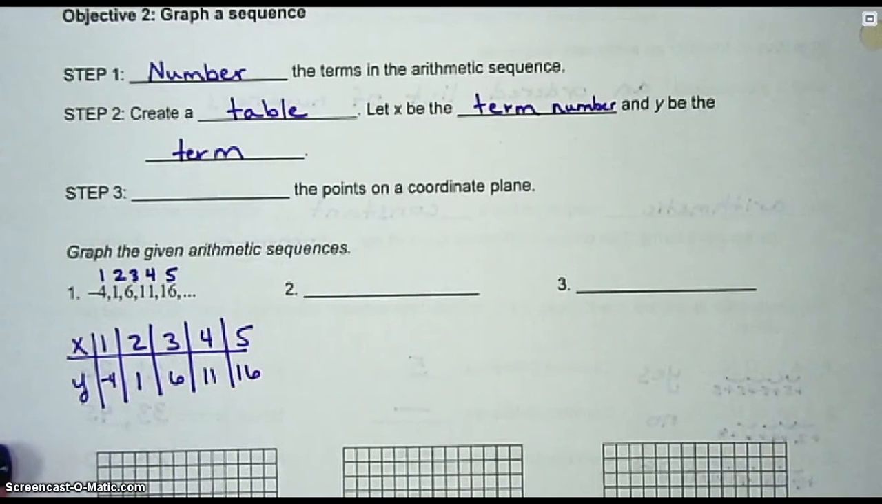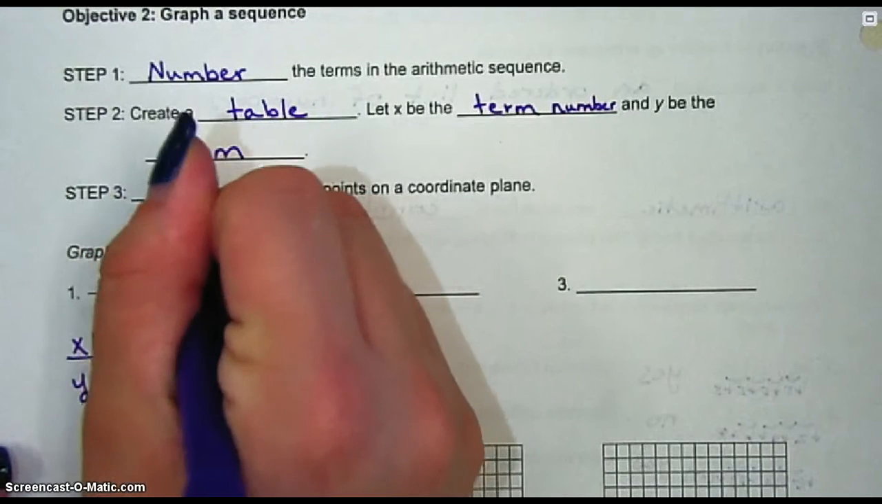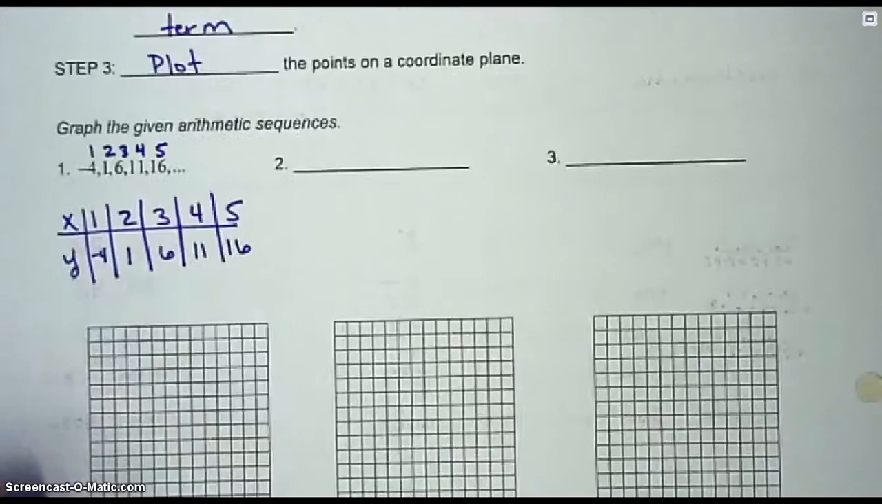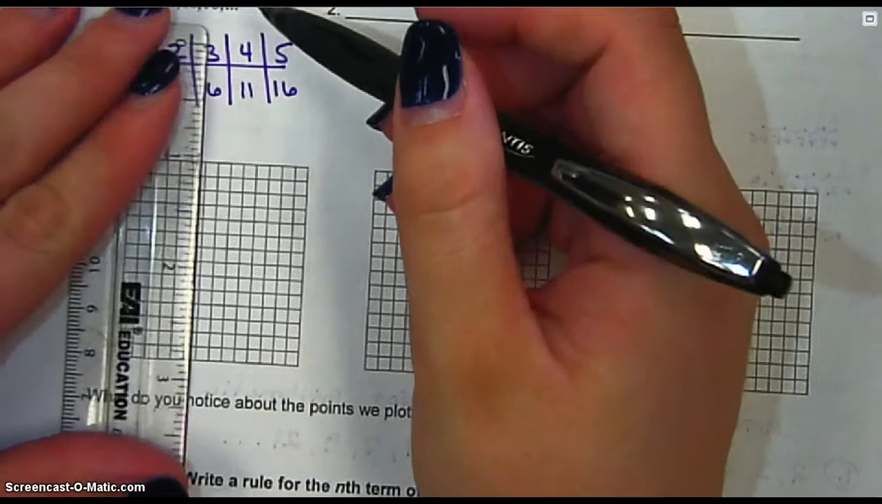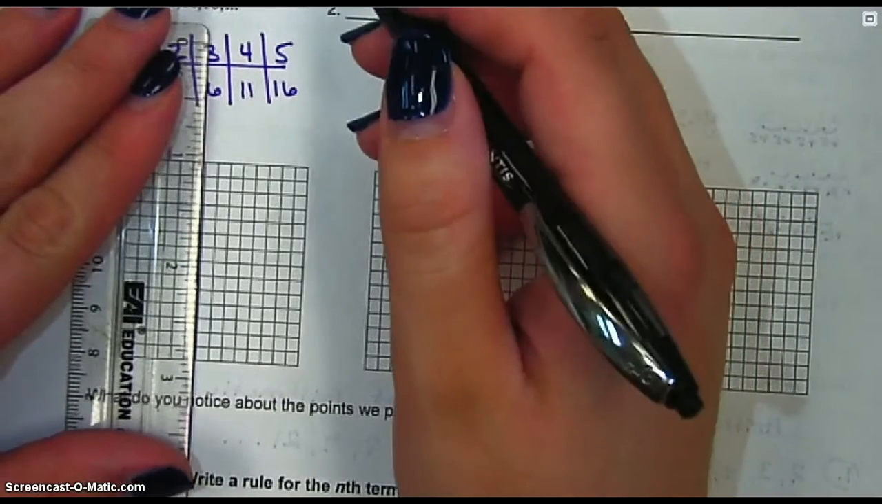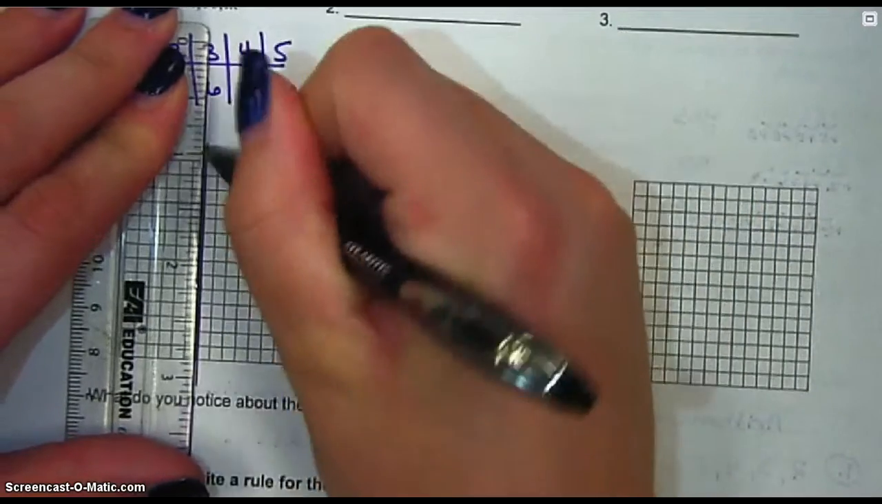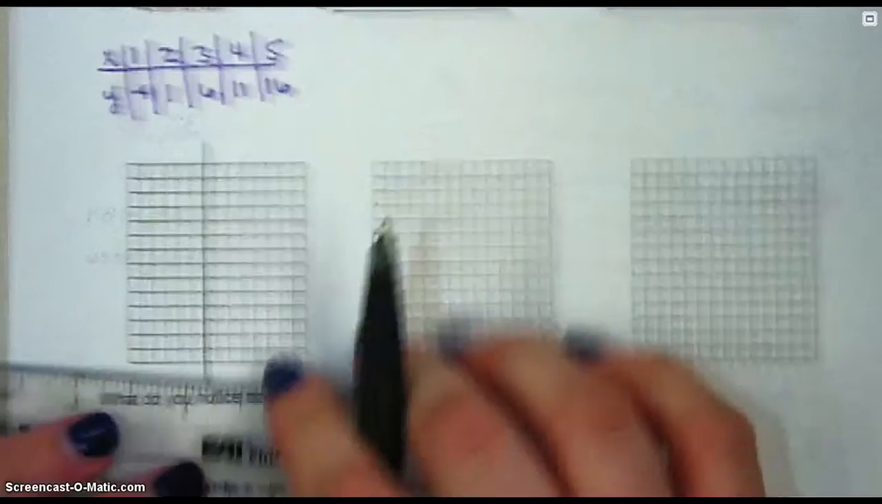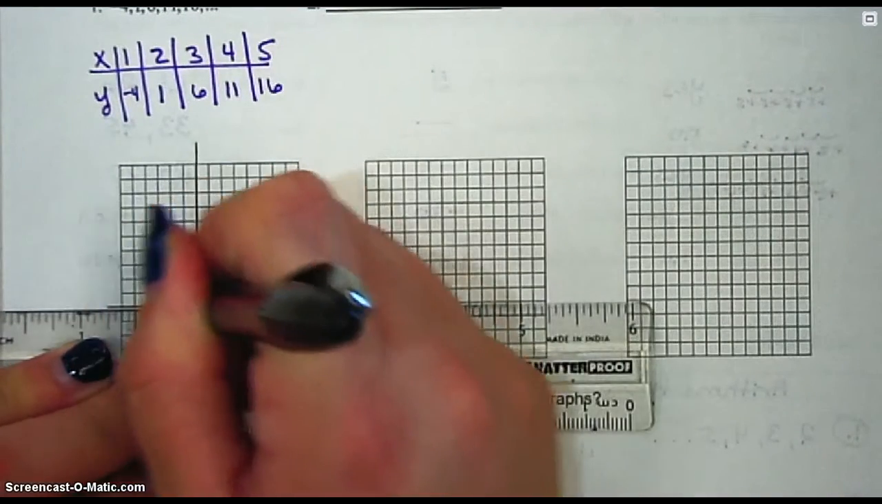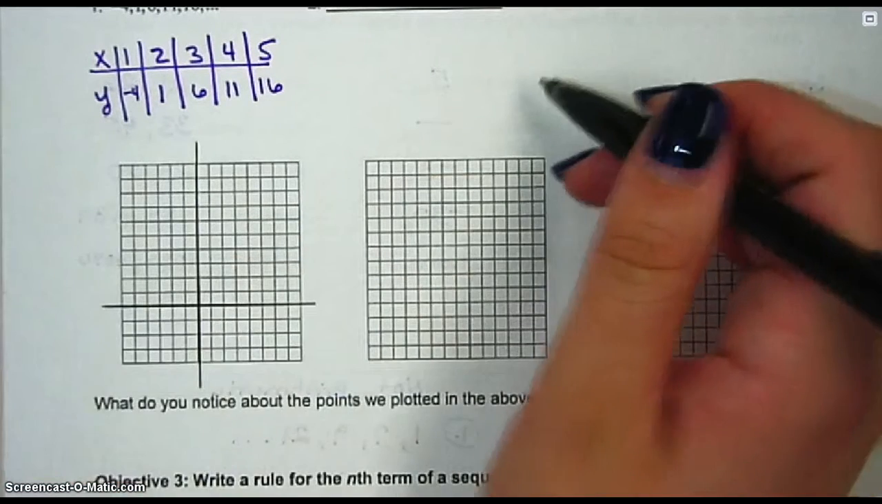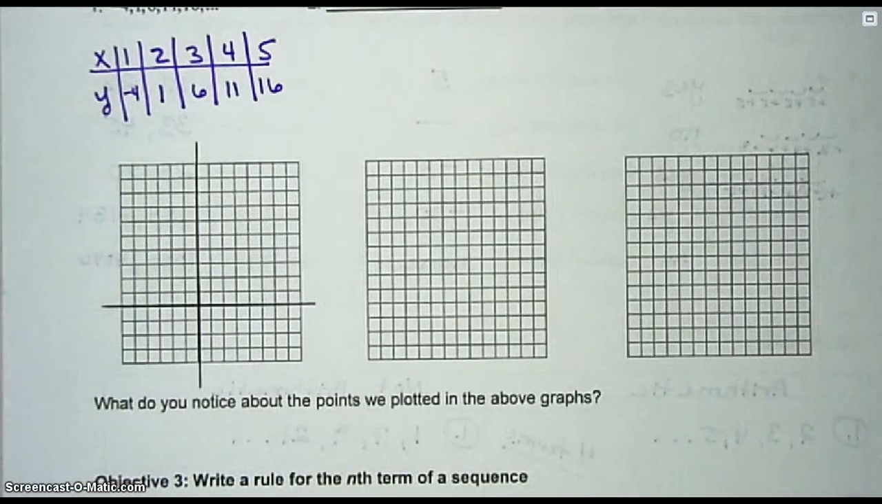Then step 3 is to plot the points on a coordinate plane. Okay? So that's what we're going to do. Notice I don't really have any axes here. So I'm going to draw them in. I'm going to put the Y one somewhat in the middle. And I'm going to put the x-axis a little down low because I have some really big numbers for Y. I'm going to try to fit them on here. Not sure if we'll be able to, but we'll see.